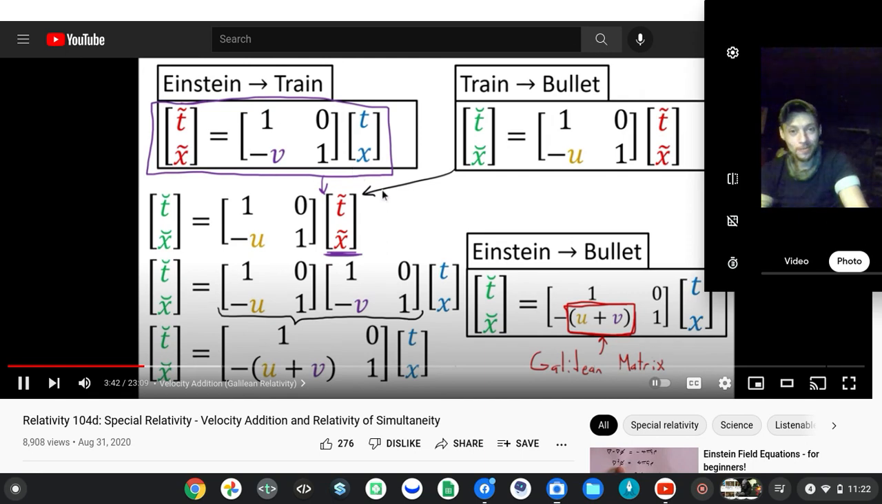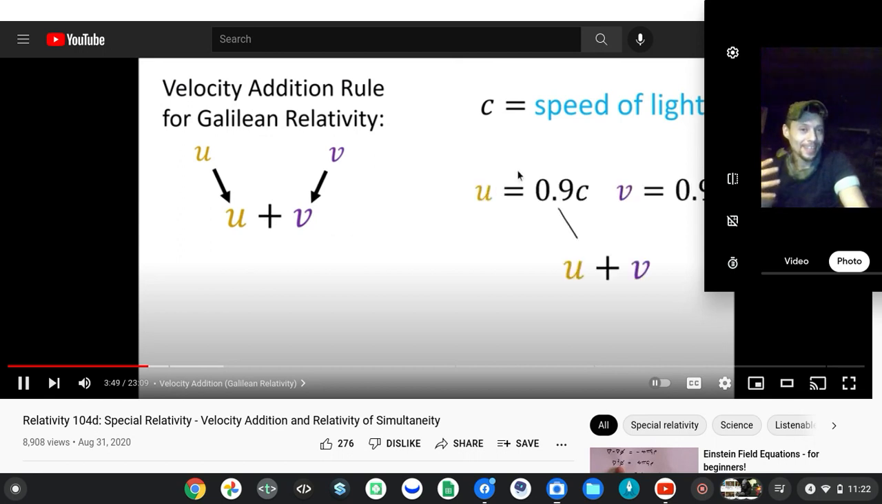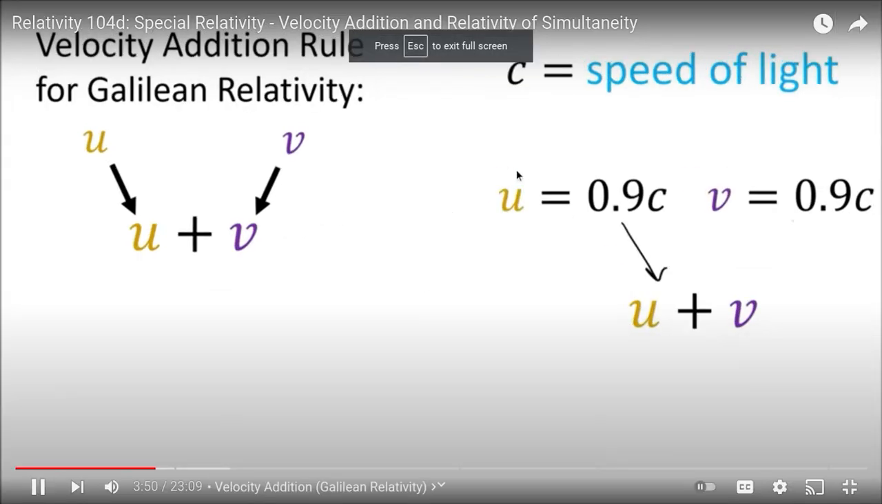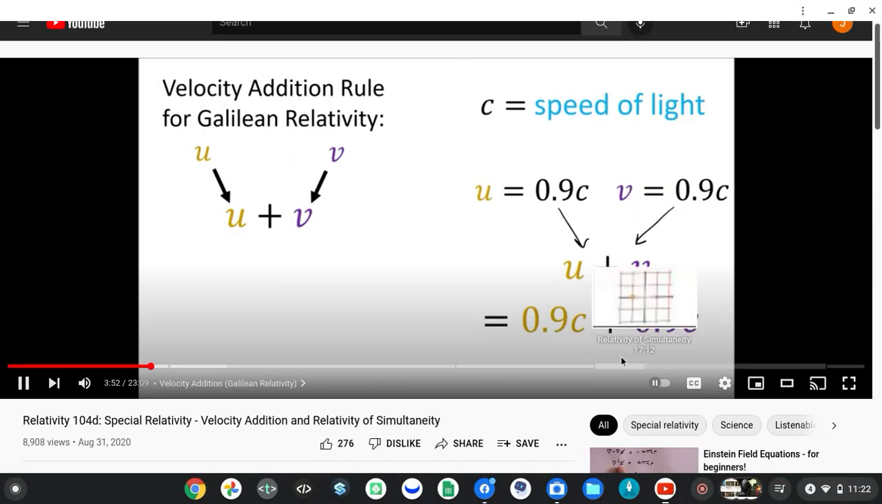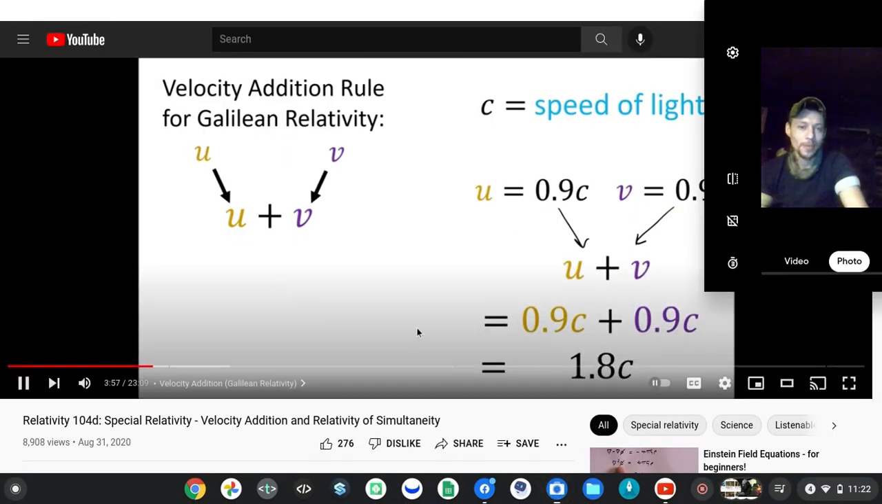This is the rule for velocity addition. If we take c to be the speed of light, then 0.9c added with 0.9c gives us 1.8c. So, 1.8 times the speed of light.